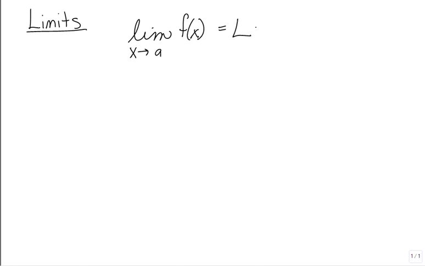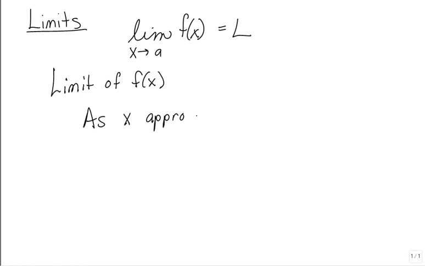Okay, let's talk a little bit more about limits. The notation is this: limit as x approaches a of f of x equals L. We say the limit of f of x, the limit of the function. So as x approaches, gets closer and closer to a, it does not have to get to a, but it gets closer and closer to a, f of x, or the y value, approaches L.